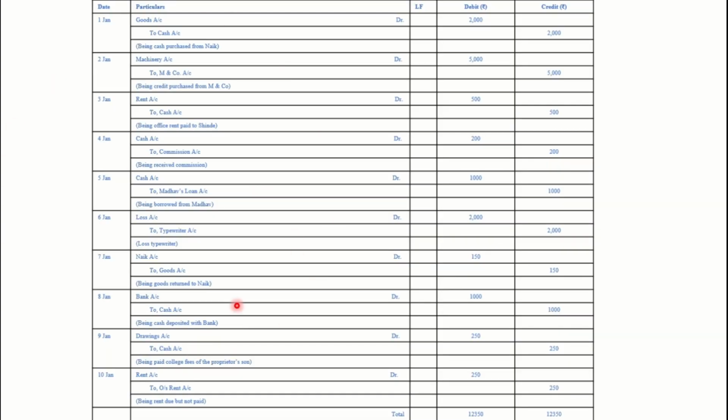This is the total journal entries of the 10 transactions. Date, particulars, LF, debit and credit. At the end, we have to make the total of debit and credit, that is 12,350, 12,350. Thank you.